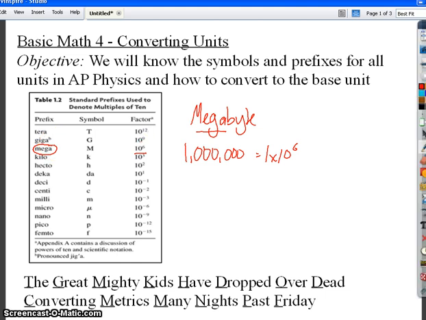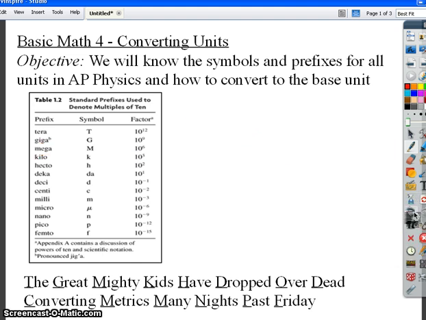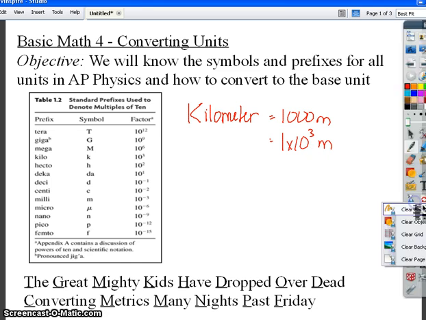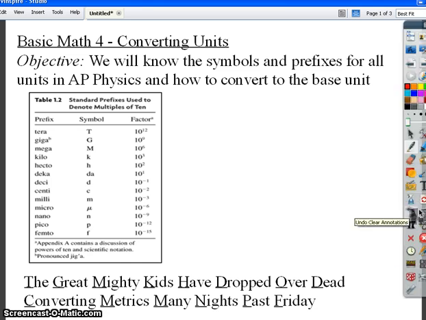So this is just to give you an example of what these prefixes mean. A kilometer is 1,000 meters, or 1 times 10 to the third meters. And if you don't know your scientific notation, you will watch those videos next, so don't worry about that. So these are examples of what these prefixes mean. You need to know all of them, or most of them. I'll go over that in a second.